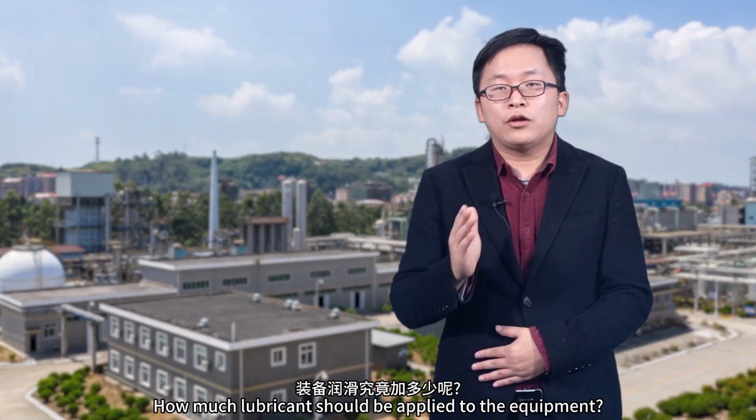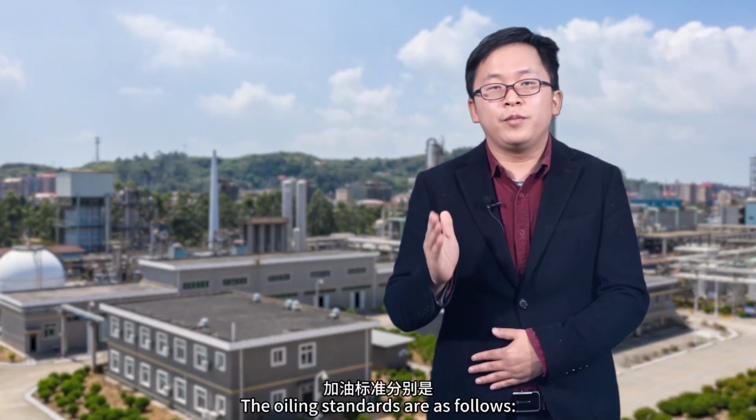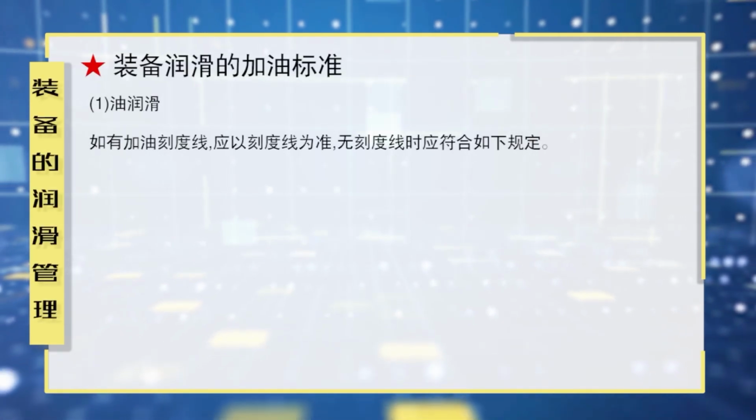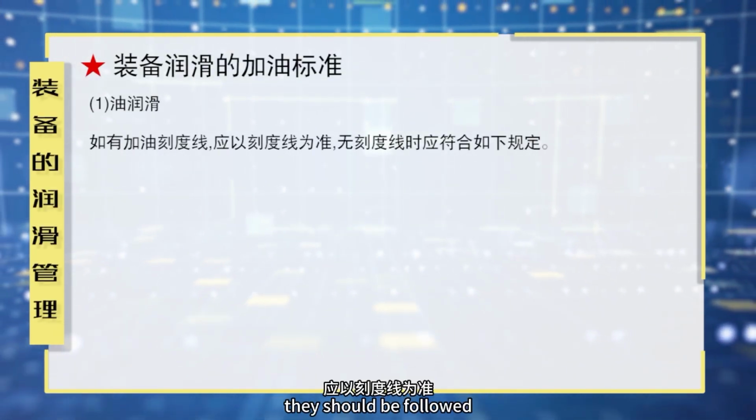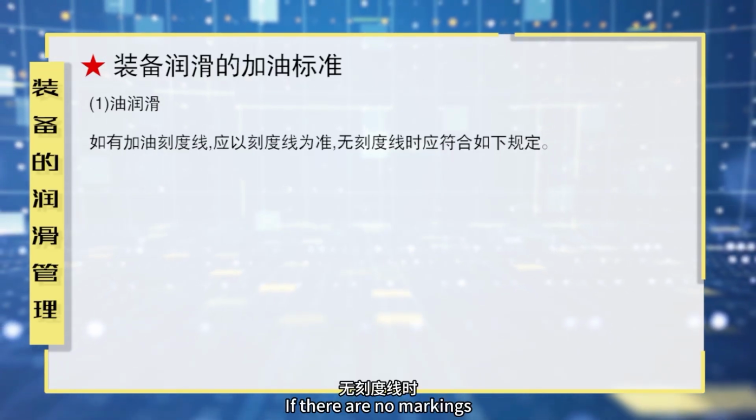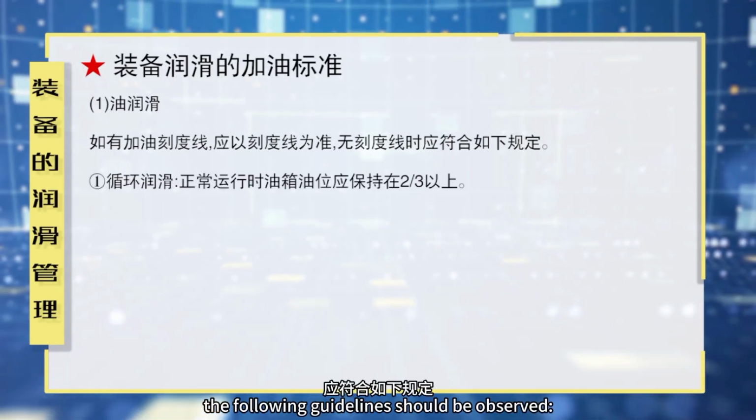How much lubricant should be applied to the equipment? The oiling standards are as follows. First, oil lubrication. If there are oil level markings, they should be followed. If there are no markings, the following guidelines should be observed.